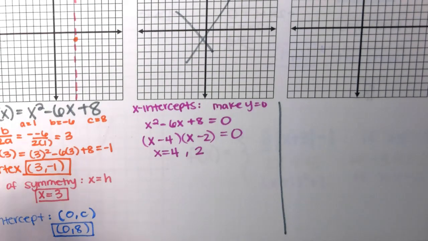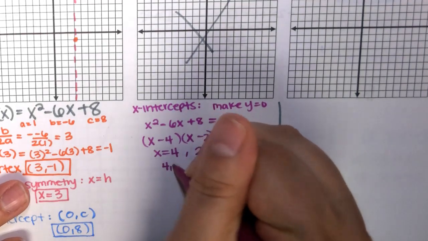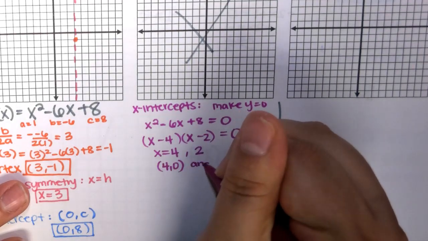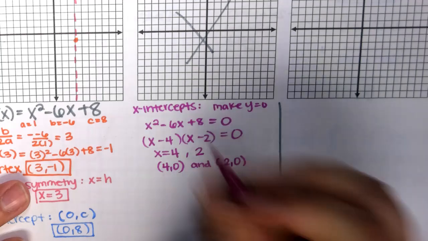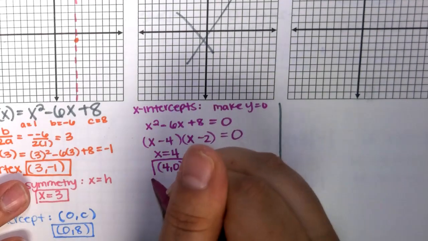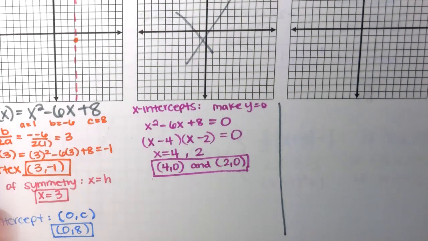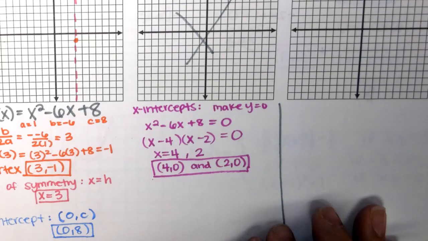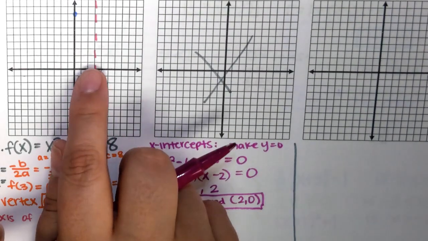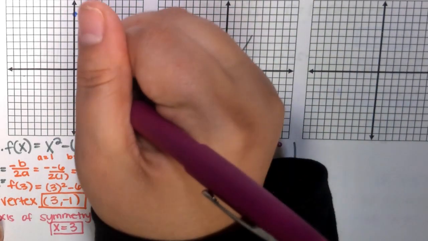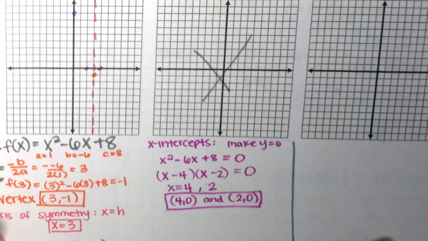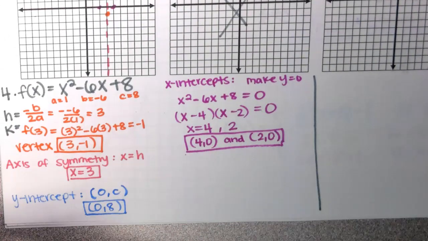But I want the x-intercepts. What are my x-intercepts? 4, 0, and 2, 0. We have just found the x-intercepts algebraically. Again, could you have just looked at the vertex and said, oh, this goes up 1, right 1? I already know what they are. Sure. But I'm still going to make you prove it algebraically.